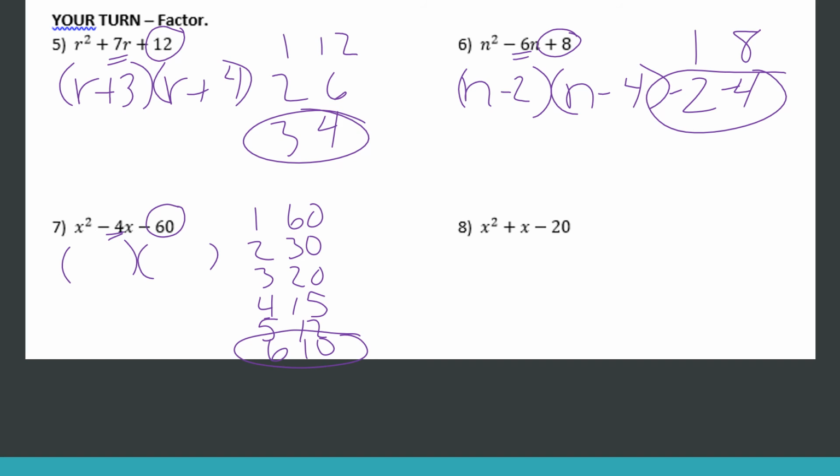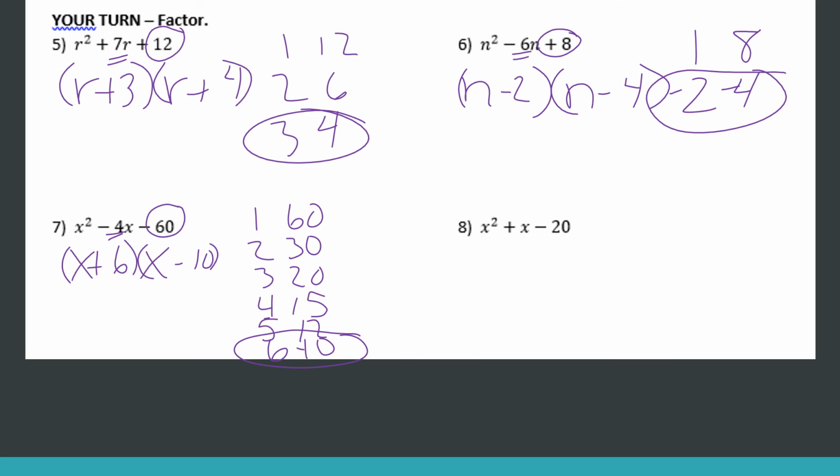Okay, so I want a negative 4, so that means I need negative 10. So I'm going to have x and x here in the beginning, and then plus 6 and minus 10. So again, 6 plus negative 10 gives me that negative 4 in the middle, and 6 times negative 10 gives me that negative 60 at the end.